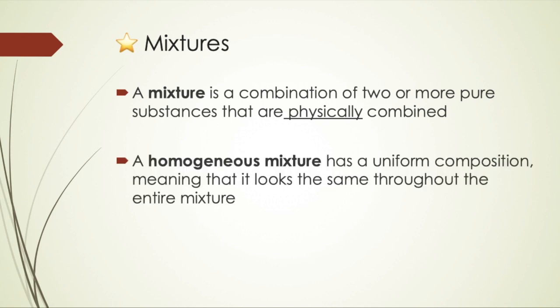The first category is a homogeneous mixture, which has a uniform composition, which means that it's going to look the same throughout the entire mixture. Some examples are things like milk, Kool-Aid, or if you mixed sand and salt together.